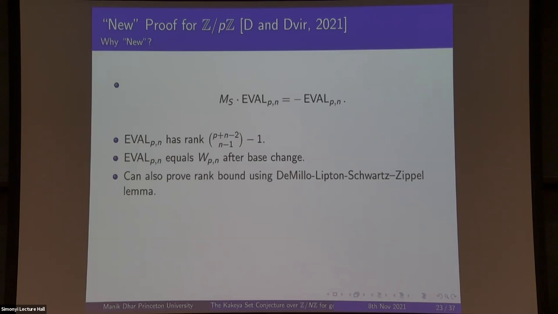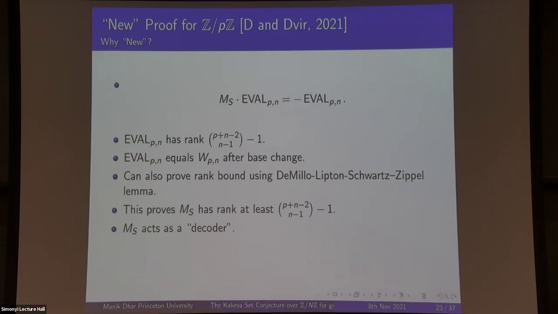The way to connect this with our polynomial method proof is that you can get a rank bound using the DeMillo-Lipton-Schwartz-Zippel lemma. And the way this works is the following. If you take a linear combination of columns in this matrix, that's basically looking at some polynomial of degree p minus one evaluated over all points. So if you say that this linear combination is zero, that basically means you're wanting a degree p minus one polynomial to vanish over all points. So the same type of argument will give you a rank bound here. And that's also why this argument is just the polynomial method proof.